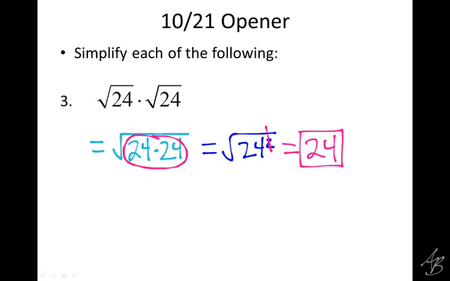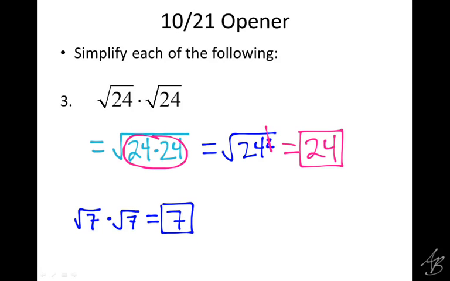But what's really important here is if we take any square root times the same thing, the same square root, then what are we going to get? We're going to get that number, but outside of the square root, right? So just to give you another example, just a simple one here. What's the square root of 7 times the square root of 7? 7. So if we take any square root times the same square root, we're going to get the radicand, but it's going to be on the outside.